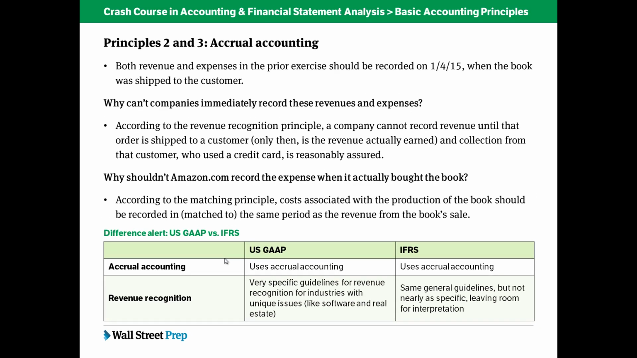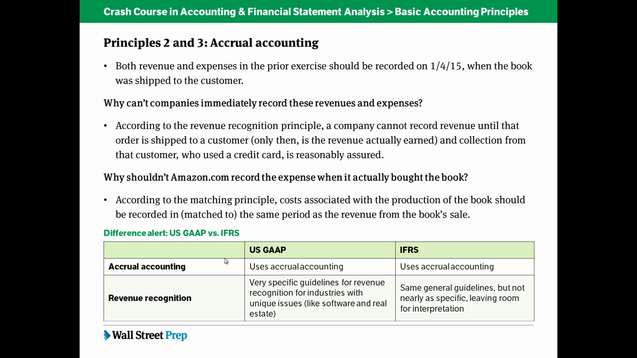Let's talk about this a little bit further. Why shouldn't companies immediately record the revenues and expenses, say when they got the cash from the revenues or when they had the cash outlay for expenses? Well, according to the revenue recognition principle, a company cannot record revenue until that order is shipped to a customer. Only then is the revenue actually earned and collection from that customer who's using a credit card reasonably assured. And why shouldn't Amazon record the expense when it actually bought the book? Well, the matching principle dictates that we only recognize the expense at the same time that the revenue was sold. We're going to talk about the underpinning logic of that, but this becomes very important when you're building the financial statements that we're about to build.